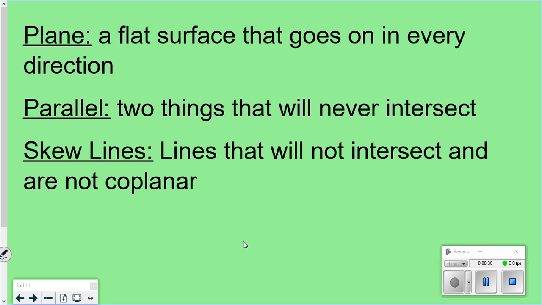You understand what I'm talking about? They're never going to cross. They look like they would if I would go like this. But they are in different planes. They're never going to meet. It's like this line right here.